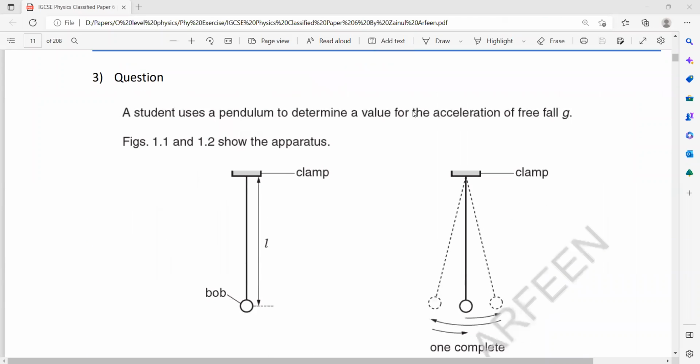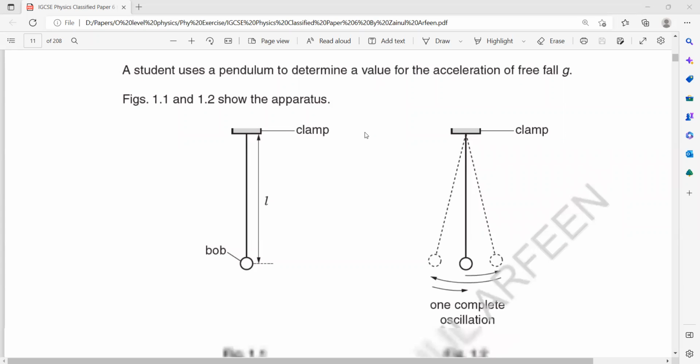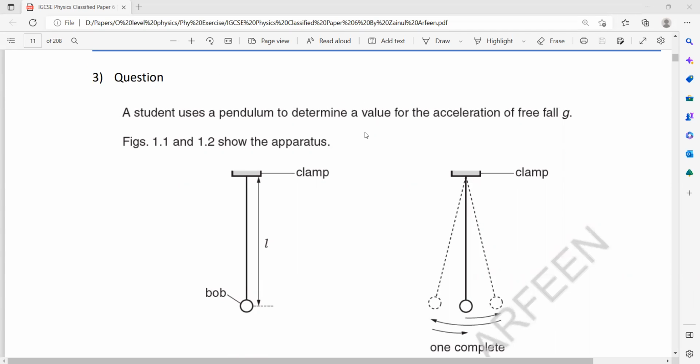Question 3, a student uses a pendulum to determine the value of acceleration. The independent variable is on the x-axis. But as we are not doing an experiment, we don't know whether it will affect or not. That's why we are investigating. So here both are possible. You can put time on the x-axis or diameter on the x-axis.